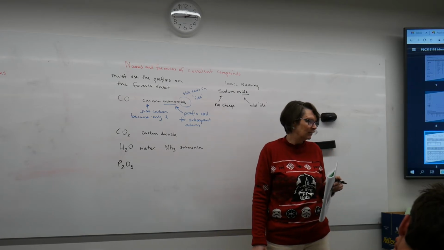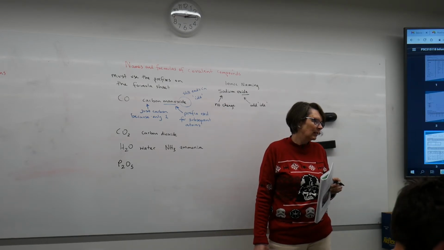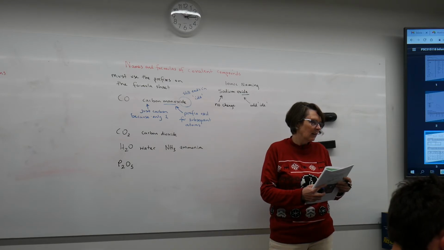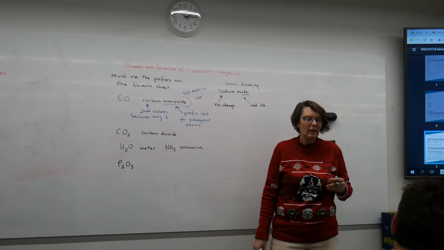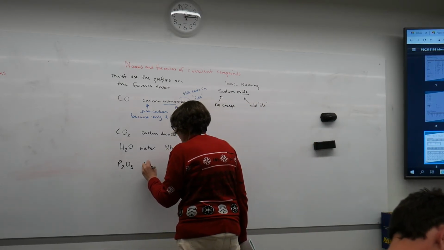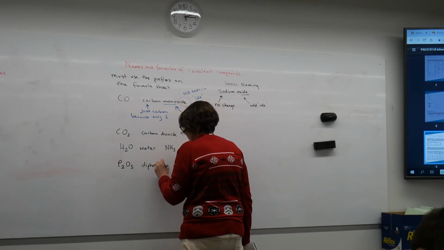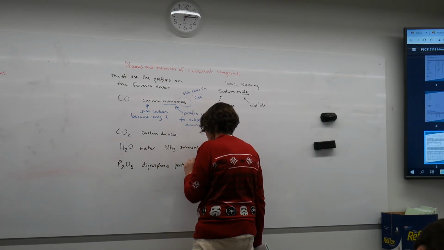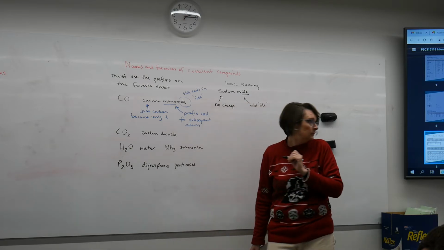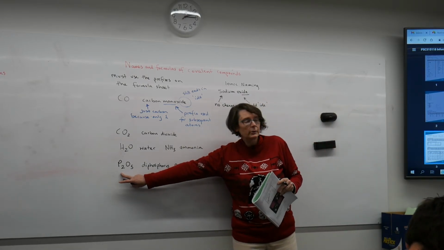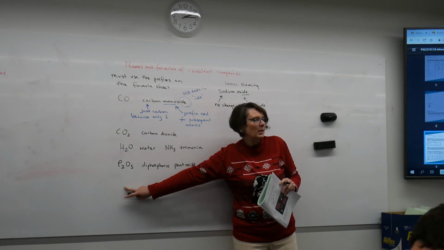How about Amy? What do you think? Would be like di, phosphorus, and then penta. Just pent, yeah. Diphosphorus pentoxide. Yes, that's right. So because there's no longer just one, we have to say how many there are.